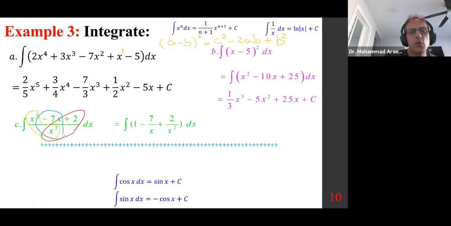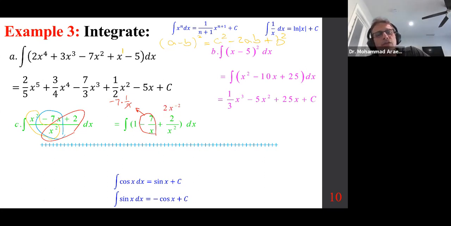Now, one is very straightforward, minus 7 over x. If you have to, you can write minus 7 times 1 over x, so you see the natural log, plus 2 over x squared. We're going to change it to 2x to the power of negative 2. This way, we can use the power rule as follows. So 1 is very straightforward, gives you x, minus 7 times 1 over x minus 7 natural log. What about this part? Let's quickly show the work.